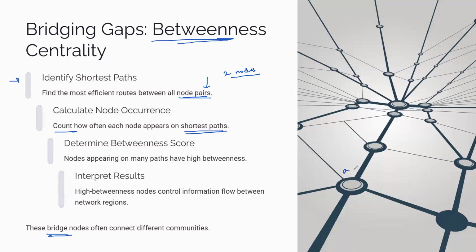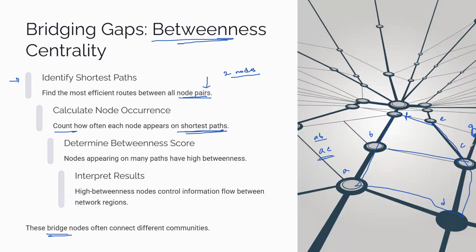For example, if I say this is A, this is B, this is C, this is D, this is E, and this is F, assume. Okay, this is our network connection that we are looking at here. And let's say this is G. If I talk about a pair of connections, for example, A and B, there is one shortest path and there is no other node coming in between them.